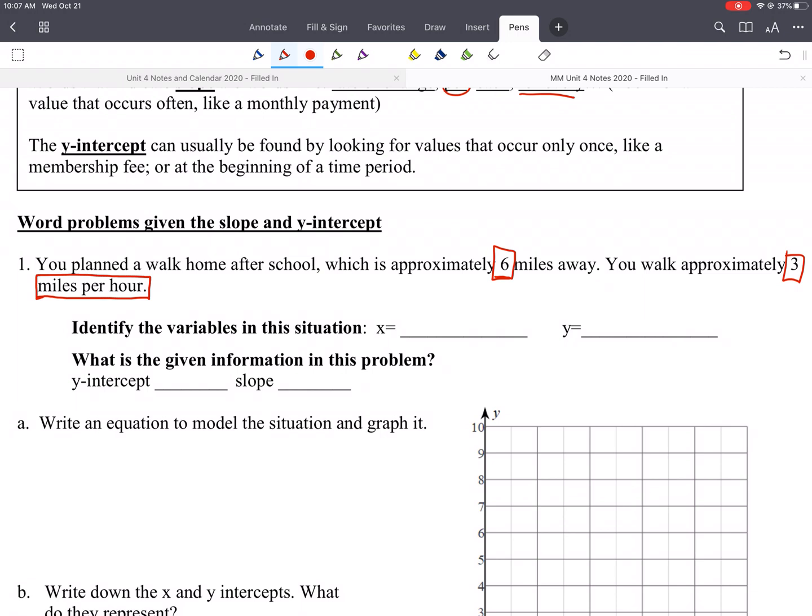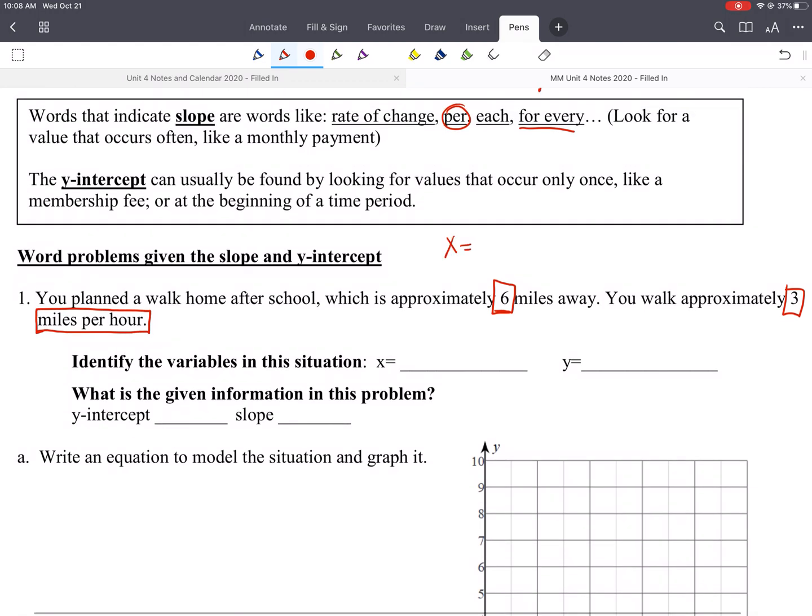All right, first I'm going to ask you to identify the variables in this situation. So what does x represent? Well, a key thing is that if time is in it, x is always time. You can't change time. It's the independent variable. So here we have hours, and y is going to be our miles.